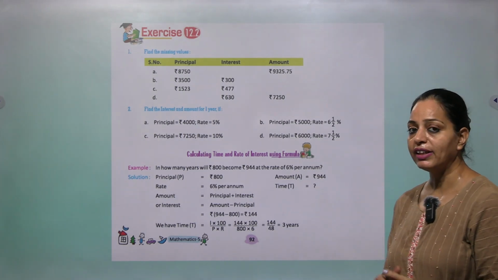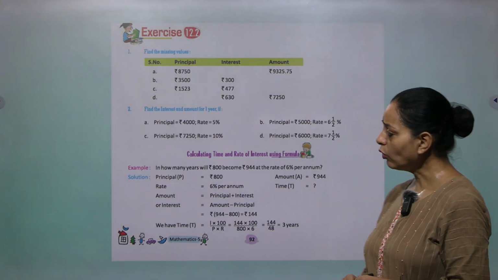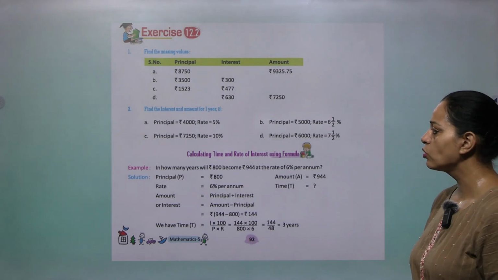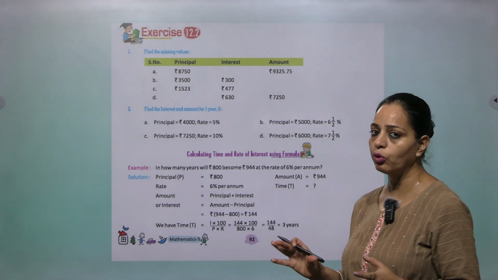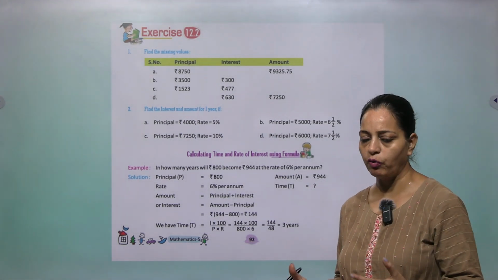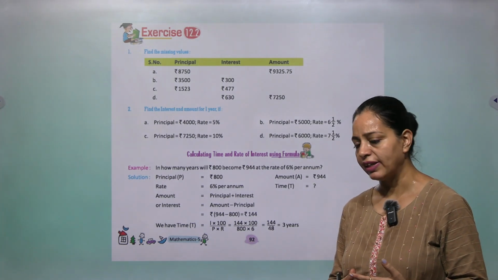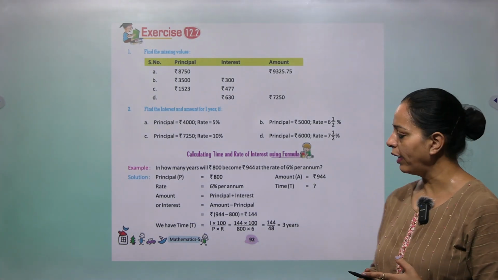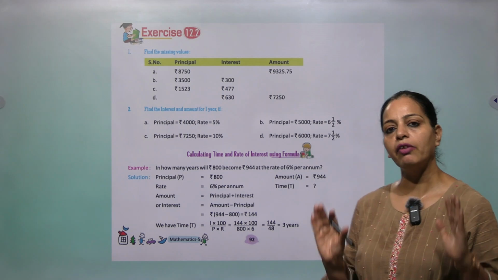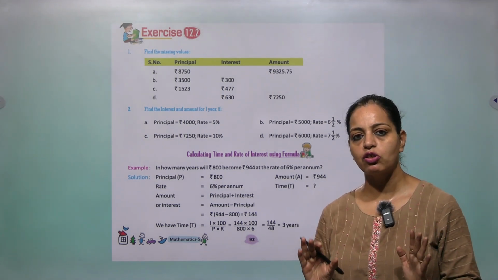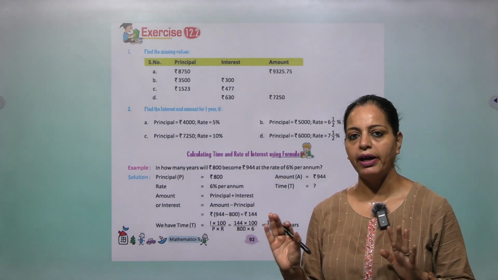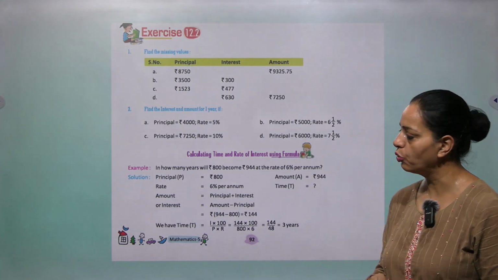Now there is another concept for you: calculating time and rate of interest using the formula. Sometimes we don't know the time or the rate of interest. So how can we find it? The same formula you have to apply. Just learn one formula: simple interest equals P into R into T by 100. So see how we can do it.